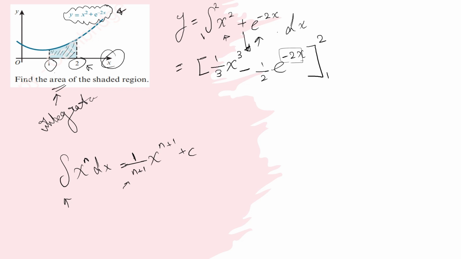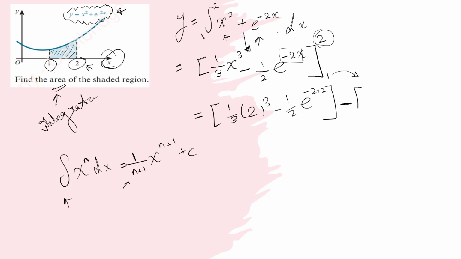Second step, I will do substitution, first x equals 2 and then x equals 1. It will be 1 over 3 x power 3, so for the first one 2 power 3, minus 1 over 2 e power negative 2 times the 2, which is the x. Okay, minus, don't forget the sign, minus, then x equals 1.